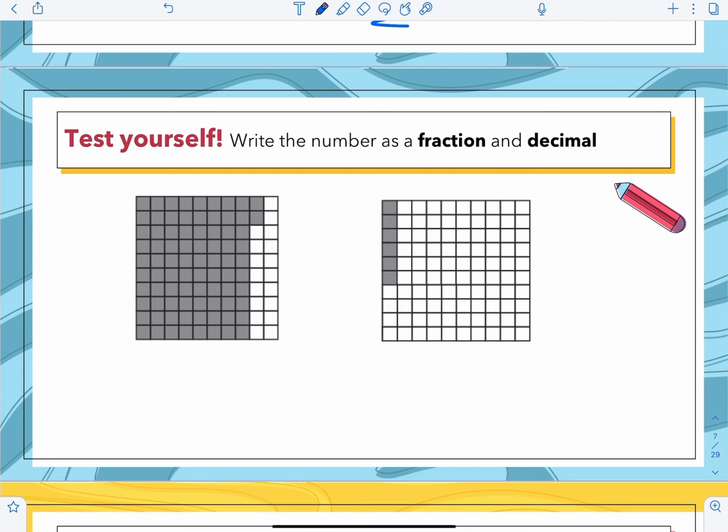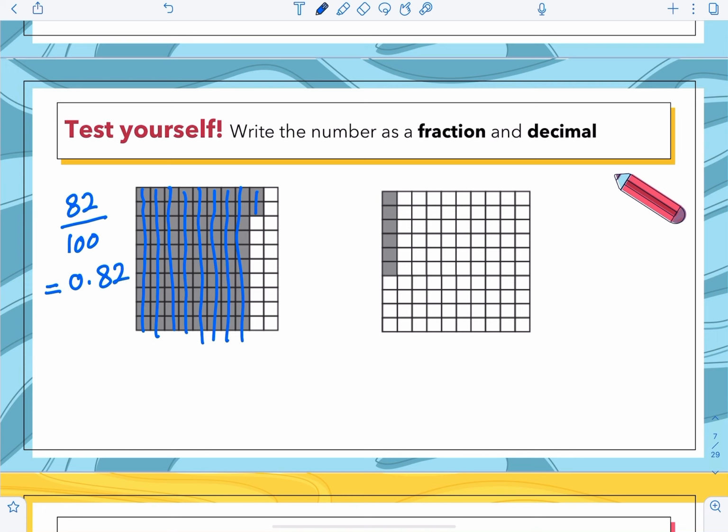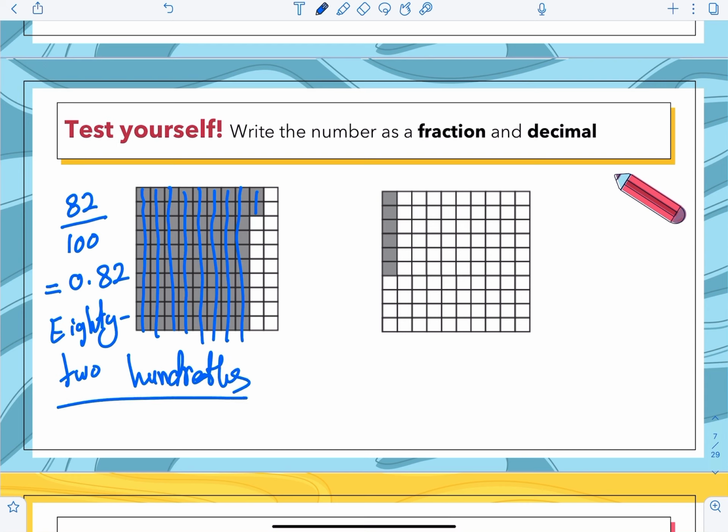Are you done? Let's do it. So let's see how many shaded parts we have here. This is a line, so 10, 20, 30, 40, 50, 60, 70, 80, and 2. So I have 82 shaded parts out of 100. In decimal, this is going to be 0.82, and in words, we're gonna say 82 hundredths. So 82 hundredths.